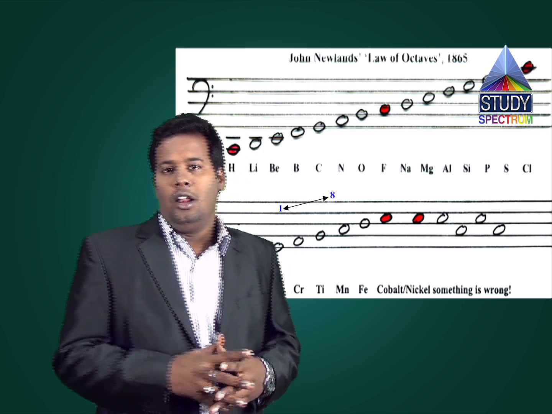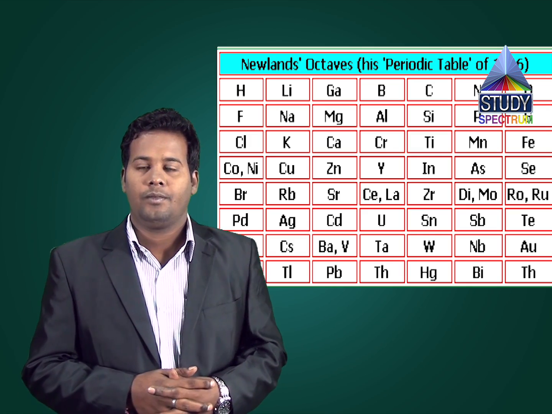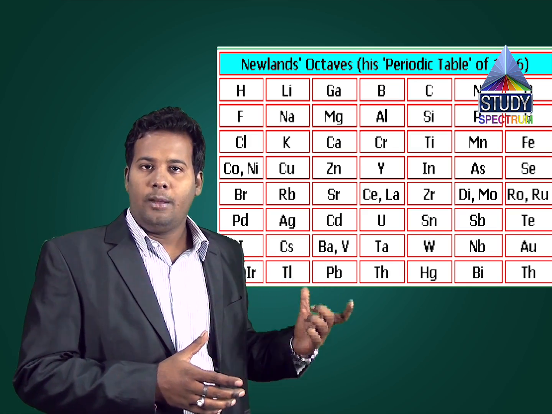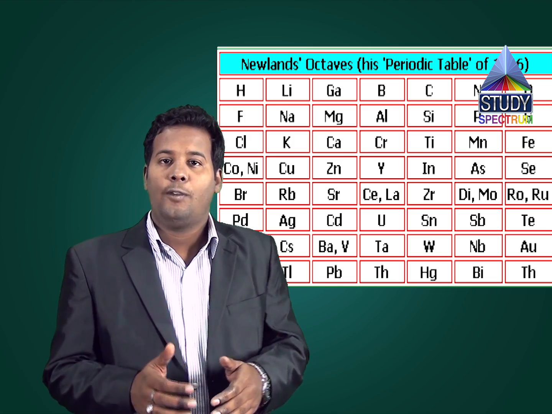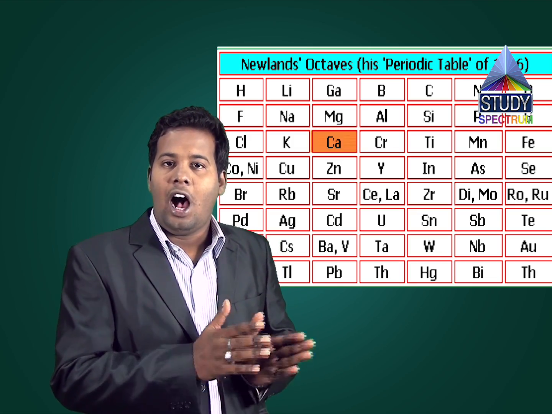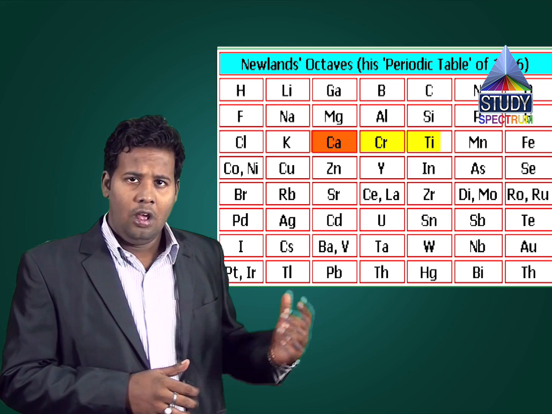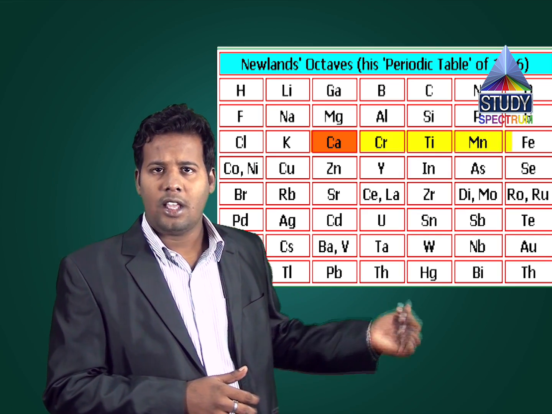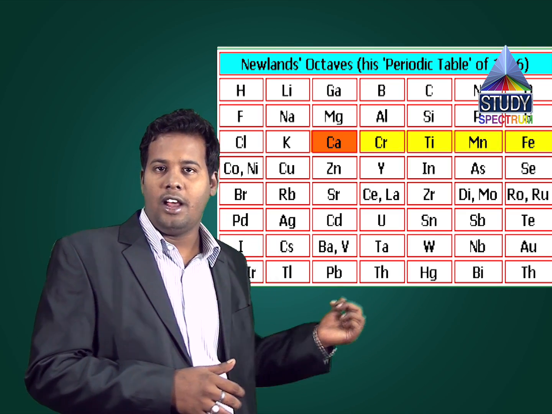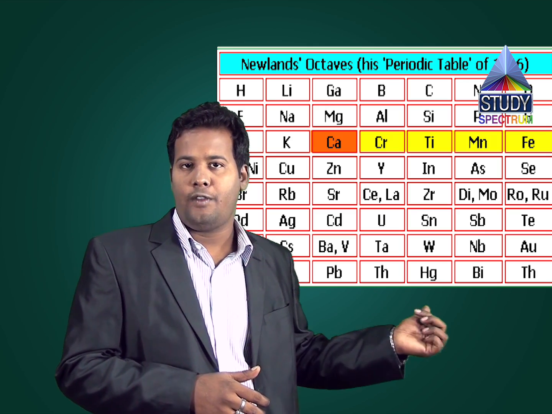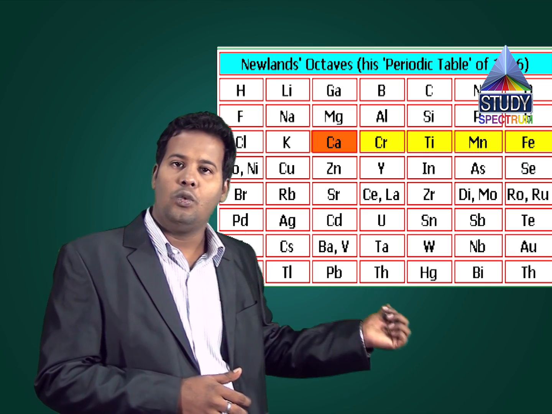Now, let us see some features of this periodic table which Newland gave. In his periodic table, if you see the table, there are 21 elements, but his law was valid till calcium only. After calcium, the 4 elements which you can see in the periodic table, chromium, titanium, manganese and iron, were not following his law, which was that if they are arranged in increasing order of atomic masses, the properties of every 8th element should be similar to the first element.